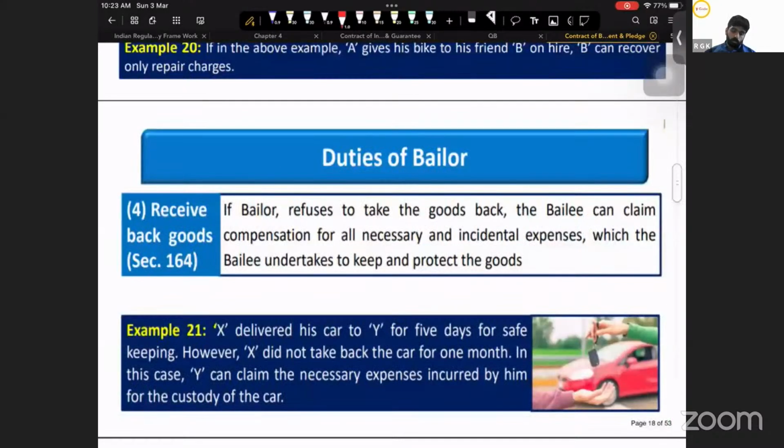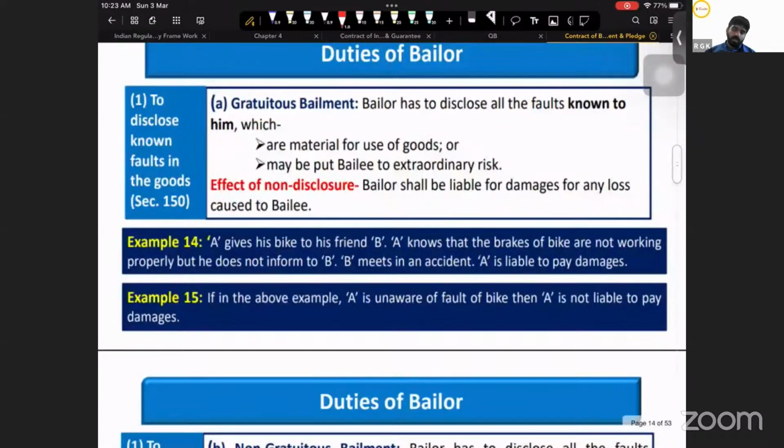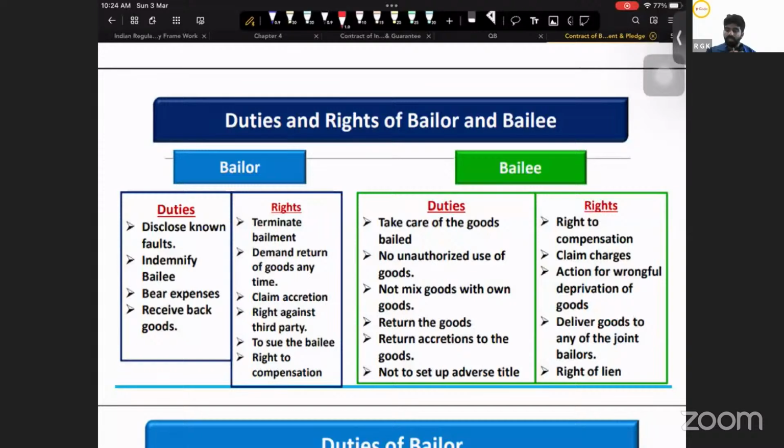So to summarize, summary sheet is here. Rights of bailor: termination of bailment, demand return of goods anytime, claim accretion in the goods, addition in the goods, right against third party, right to sue the wrongdoer, right to sue the bailee, right to claim compensation. These are the rights available for bailor. These are the 6 different rights available for bailor.